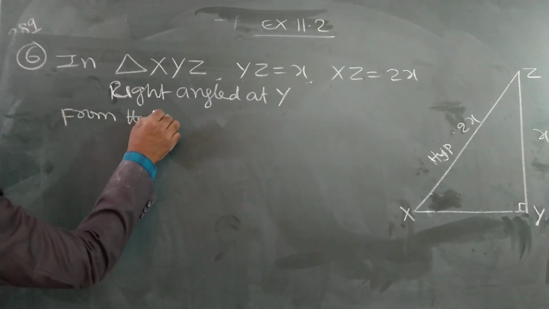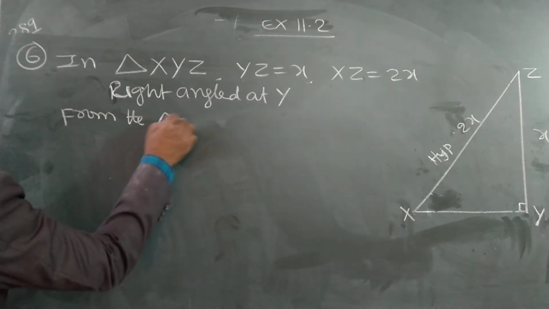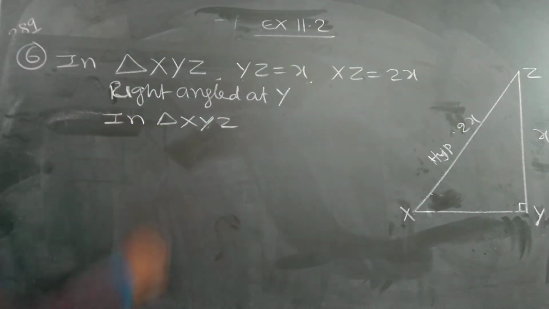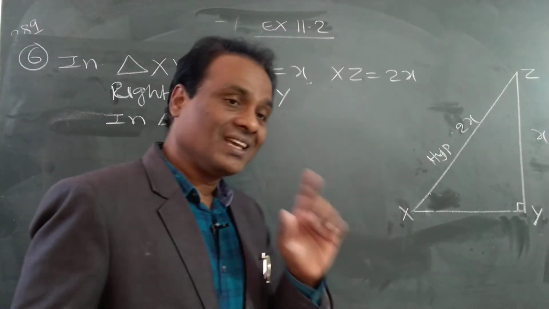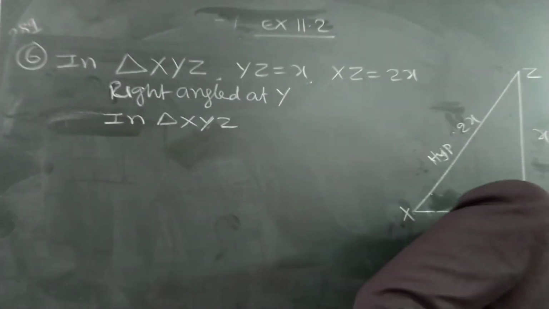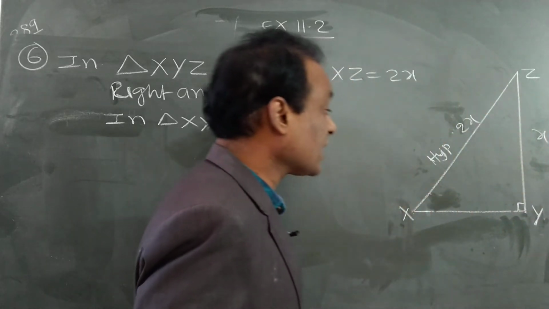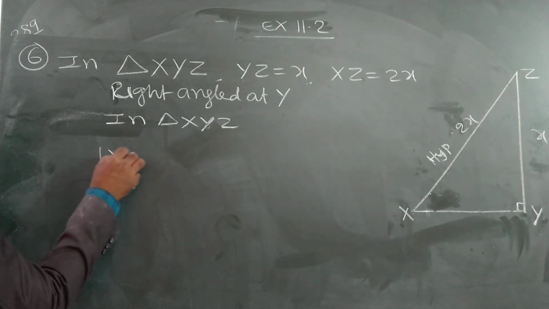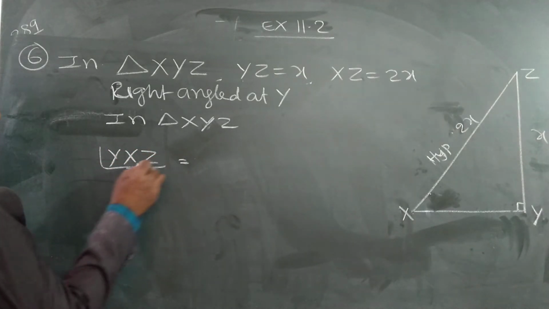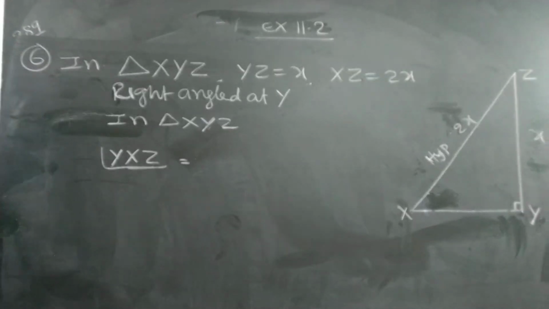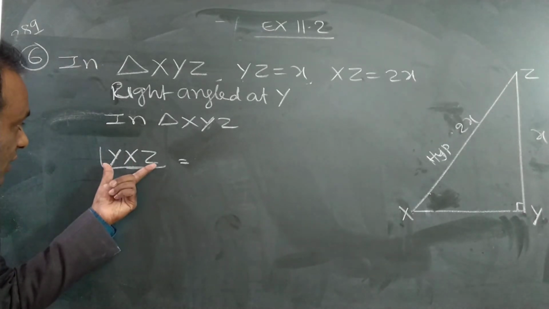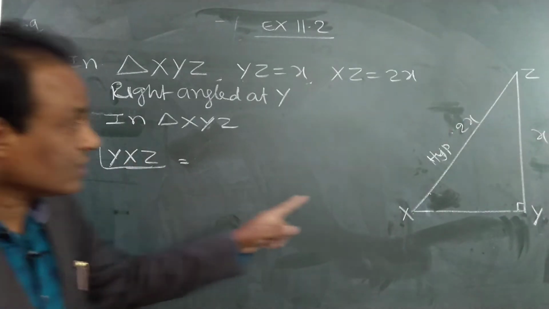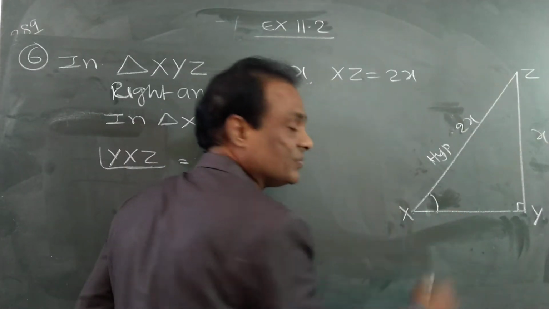From the triangle XYZ, or in triangle XYZ. Now how am I finding the required values? So what is the question? Angle YXZ. What is the meaning of YXZ? YXZ means which angle? Whenever it is given like this, we have to see the middle angle. Middle means this. So YXZ means this angle.